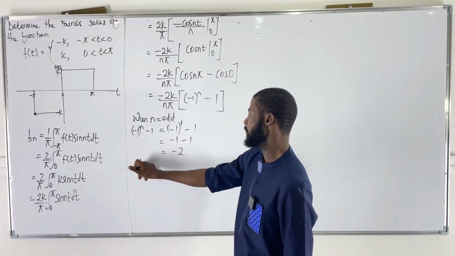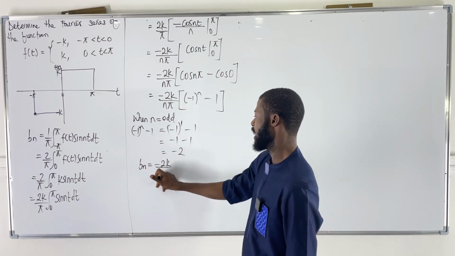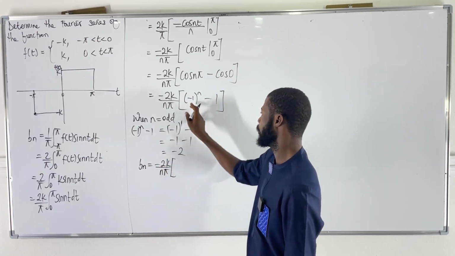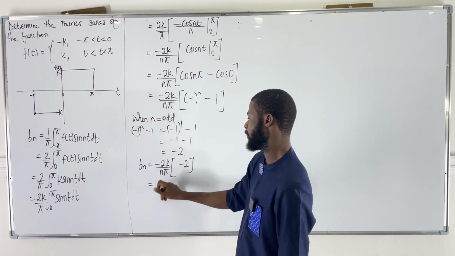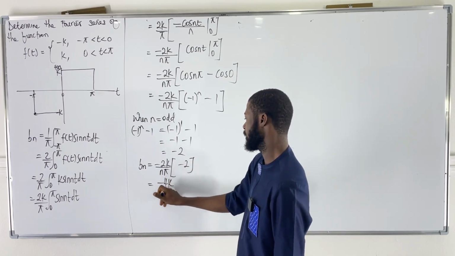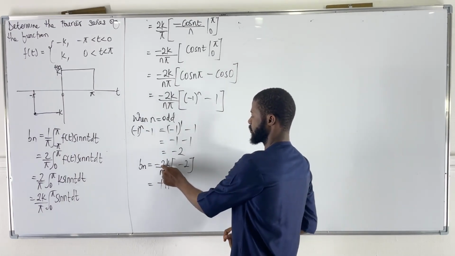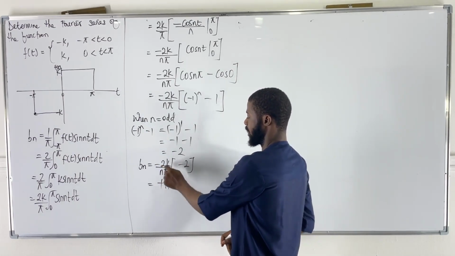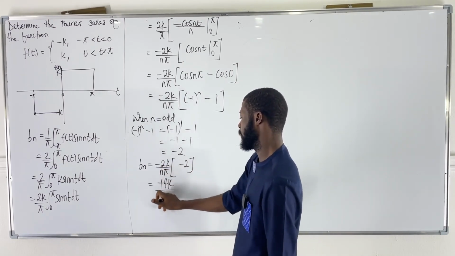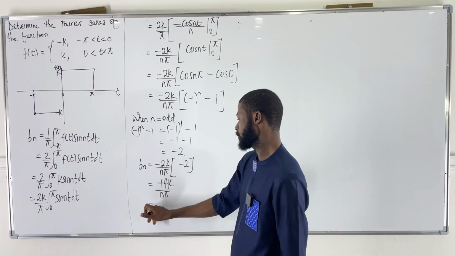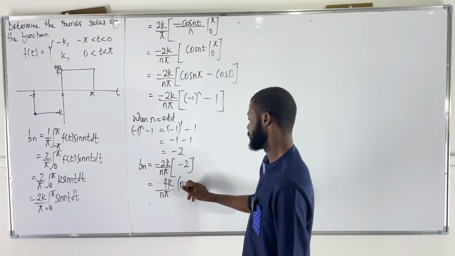So that means our b sub n is minus 2k all over n pi into this whole bracket, which is minus 2. So when you expand, you'll be getting plus, because minus 2 times minus 2 is plus. So that will be plus 2 times 2 is 4. So that's 4k over n pi. So this is your b sub n when n is odd.